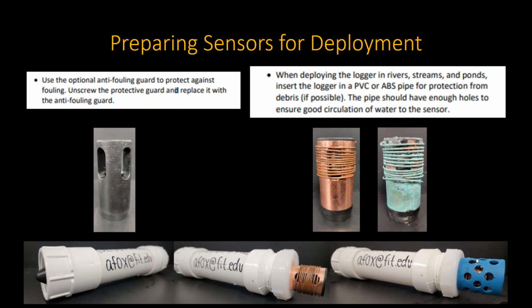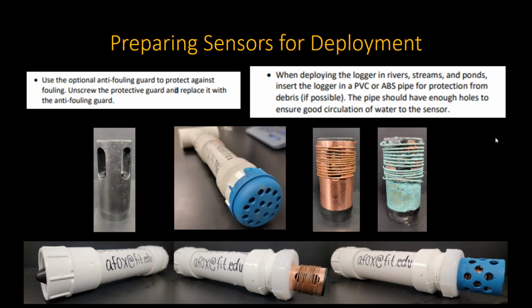We use anti-fouling paint on our drilled PVC housings. And so these came about with quite a bit of trial and error. If anybody's interested, I can send you some more information on how exactly we make them. But there's a lot of kind of clever things that go into this design. And so these anti-fouling guards and using PVC housings come directly from that Hobo manual.